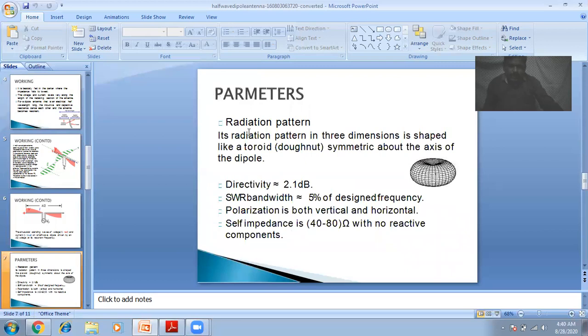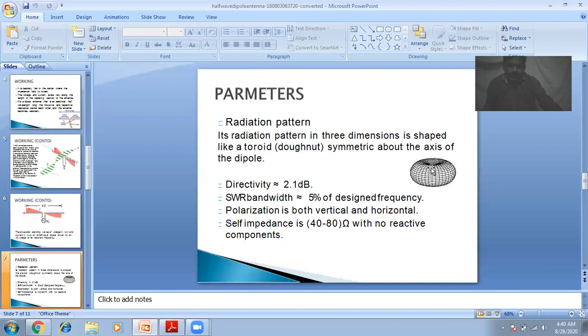So, the radiation pattern. In this slide you will see the different parameters. That means what the directivity is and what the bandwidth is. Okay, so what is the radiation resistance? Like that we will see here. And what type of radiation pattern it has will be seen in this slide. So this is the radiation pattern of this particular antenna.